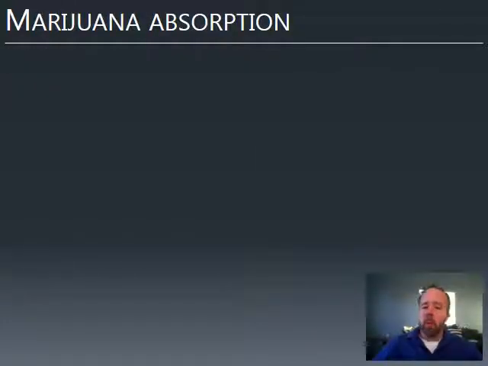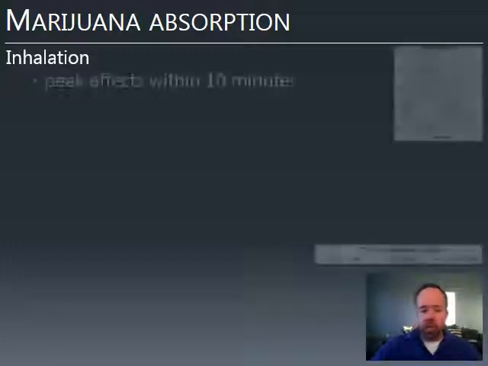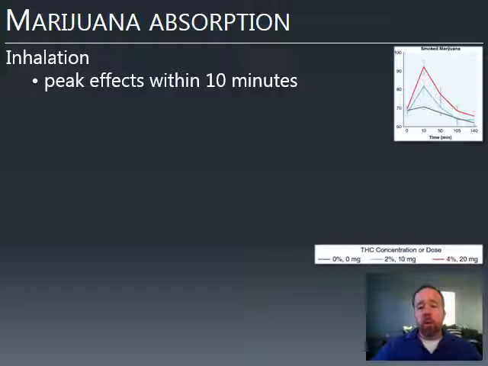So how is marijuana absorbed? Obviously if it's inhaled, it's taken up through the lungs. And here, the peak effects usually occur within 10 minutes. On the right, we have a graph indicating the potency, the percentage on average of the peak effect experienced as a function of time. So within about 10 minutes, it usually has its full potency if it's smoked.